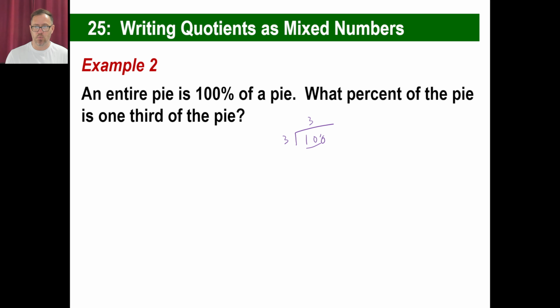So there's my 10 right there. 3 into 10 is obviously 3 again, and it's a 9. And of course, we know 1 is left over again, right? So we can put the 1 on the top in the fraction, and the denominator is a 3. So what percent? It's 33 1/3%. There we go. That's it.